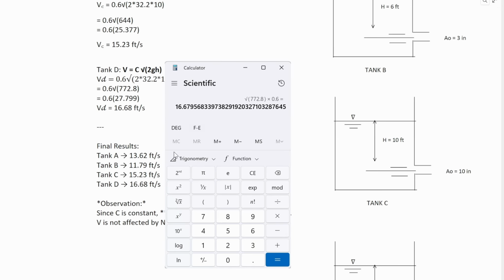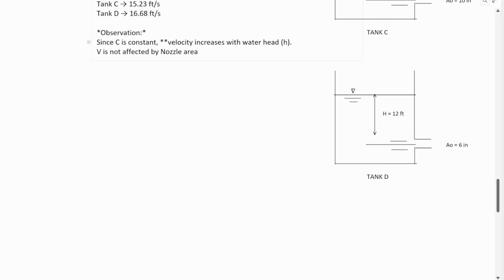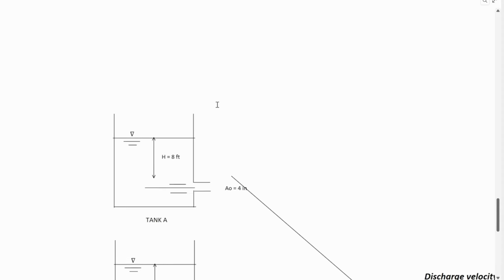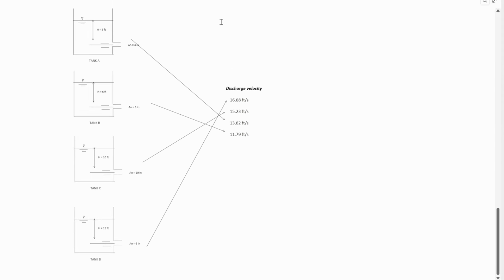So as I was telling you, these are the 4 velocities. If we take the results to the given problem, here is what we got. Tank A is 13.62 feet per second, that is over here. So that is what we did, match. Now tank B is 11.79 feet per second, there you go. Tank C is 15.23 feet per second, there we go. And tank D is 16.68 feet per second, there you go.